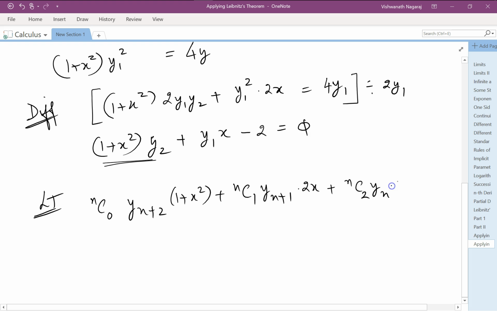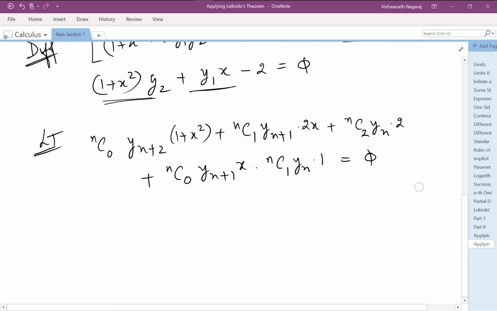yn times 2. Now let's take the next term, y1 x. So nC0 un of y1. So which means what? Yn plus 1. Once it's already been done. X as it is. Then nC1 yn and then 1. If we differentiate minus 2, it gives us 0. So we ignore it. Now let's simplify it.